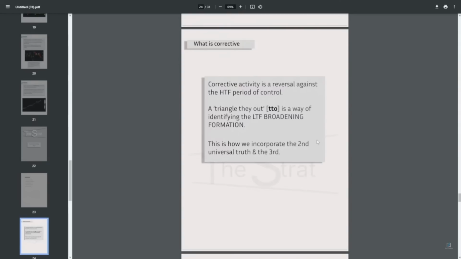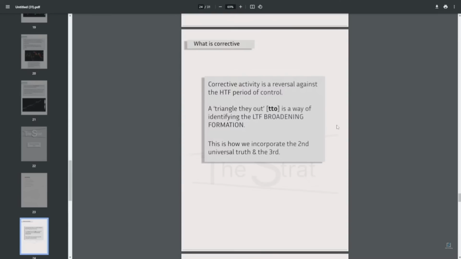So what is corrective activity? Corrective activity is going to be a reversal against a higher time frame period of control. So when we identify continuity, we're identifying who's in control. So if the day, the week, the month are all green and the 60 is red, that's triangle out, because at that point it's too conflicted. It's only the 60-minute basis. So that would be an example of corrective activity against a period of control. 3 time frames up and then 1 time frame down.